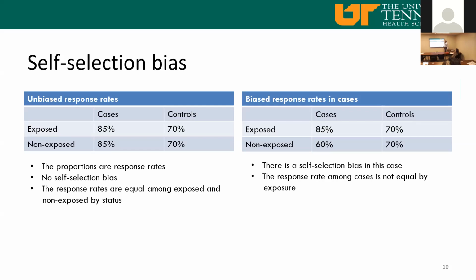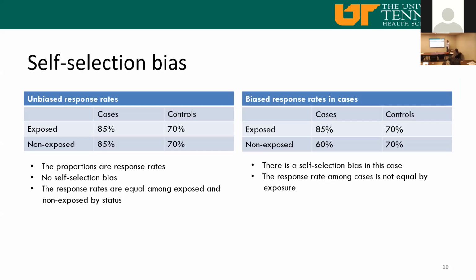So in the first table, there is an unbiased response rate. That means we have equal response rate in the exposed and non-exposed in the cases, as well as equal response rate in controls, those exposed and non-exposed. And so the proportions are the response rates and there is no self-selection bias. And the response rates are equal among exposed and non-exposed by status.